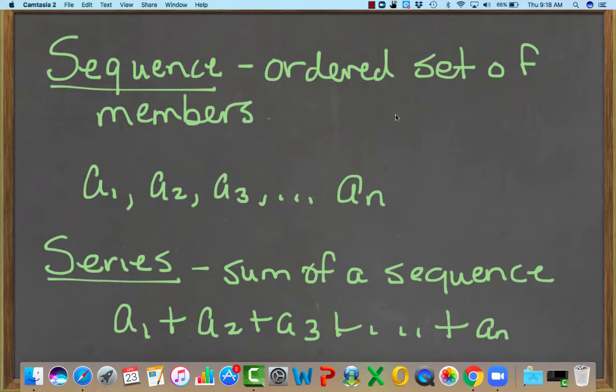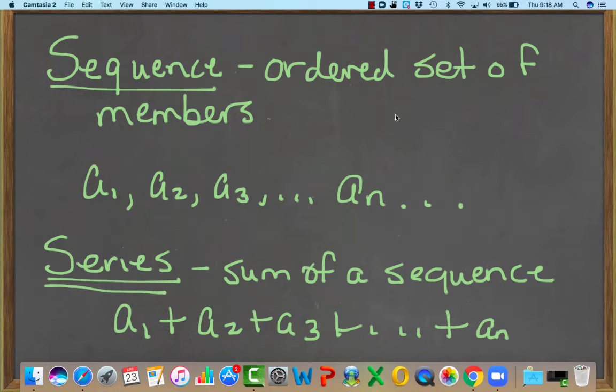So for the last couple days, you've been working on problems involving sequences, which we defined as an ordered set of members. So we had a sub 1, a sub 2, a sub 3, all the way out to a sub n, or it could be infinite and it could just continue. Today what we're going to work on is something known as a series.